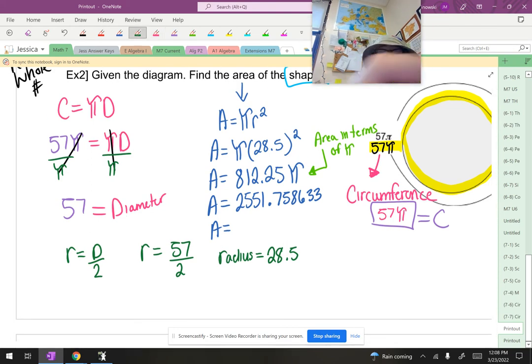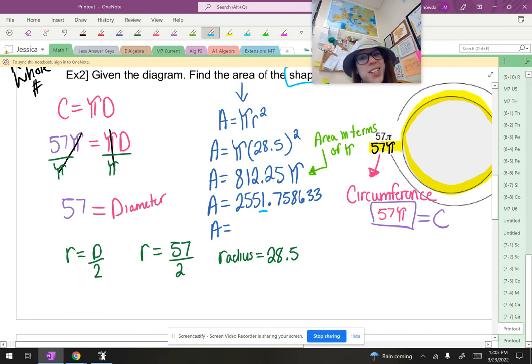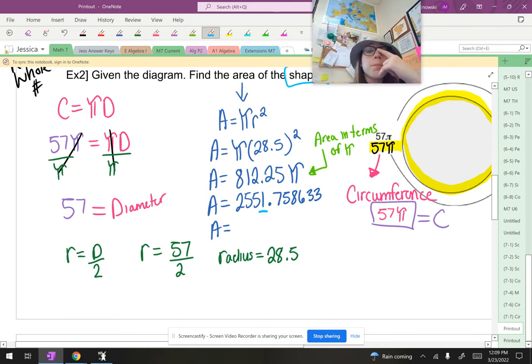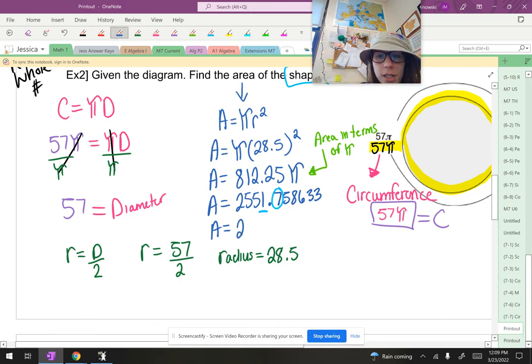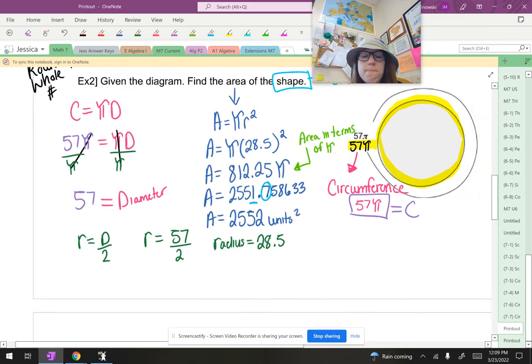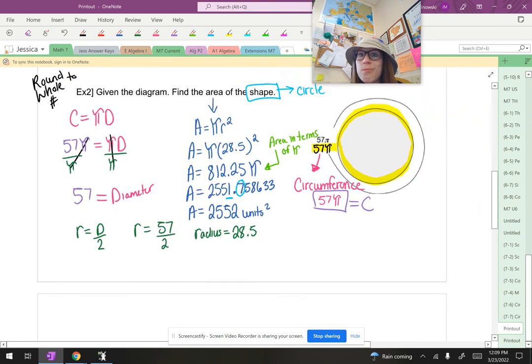So rounding to the whole number is the ones place, right? Because we don't want any decimals if we're talking about a whole number. That 7 tells me to bump that up to get an area of 2,552 units squared. And that's it. So just make sure you're reading the directions and looking up your formulas.